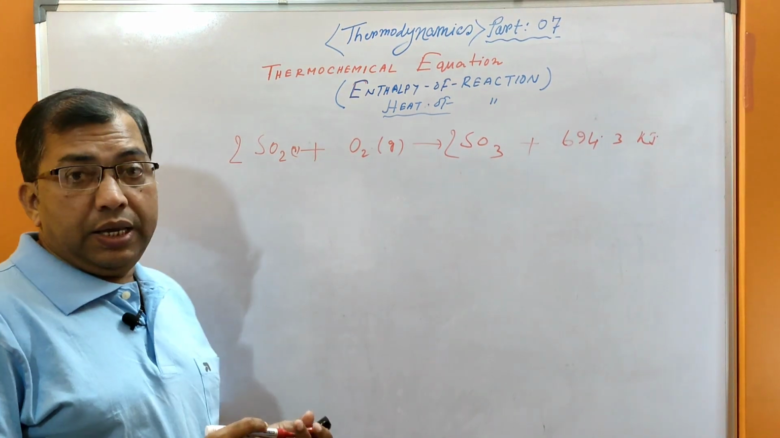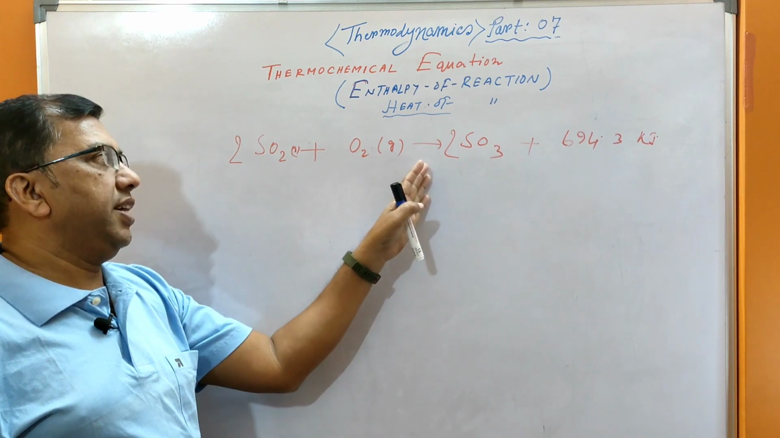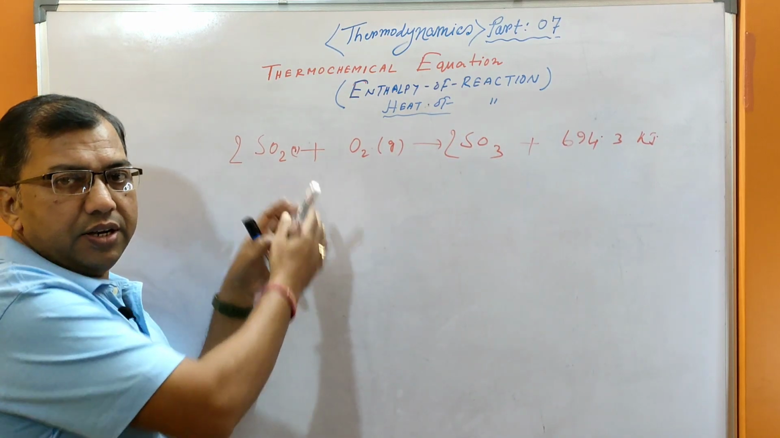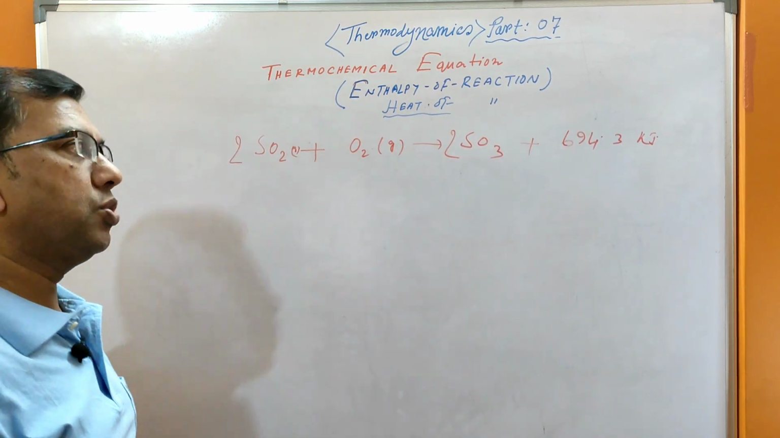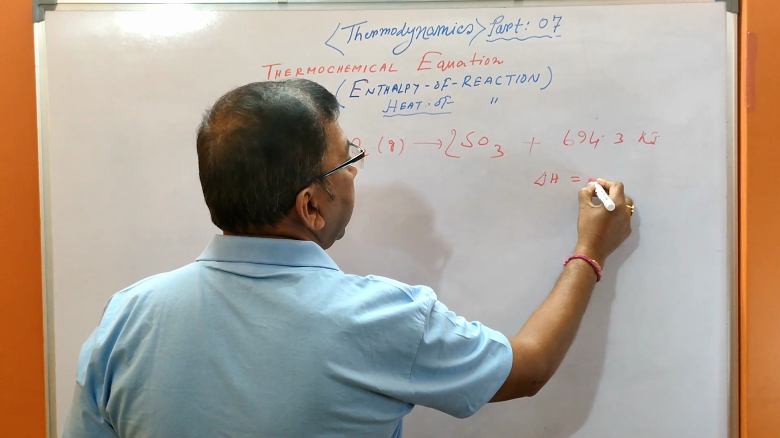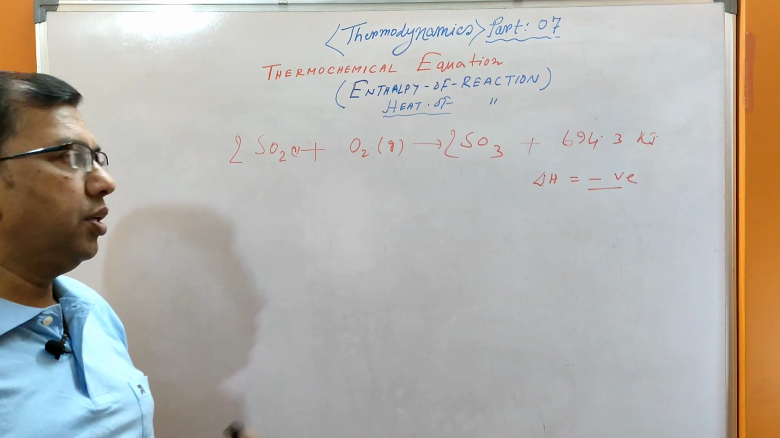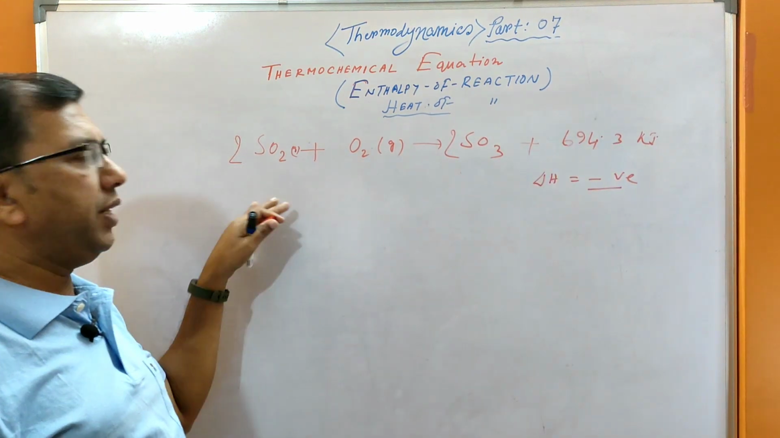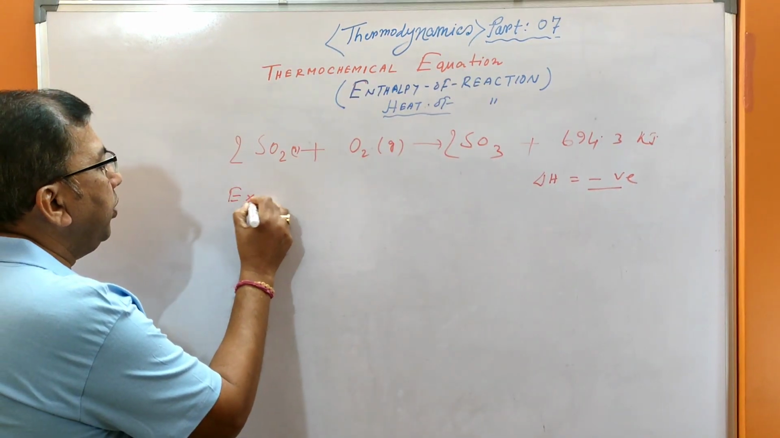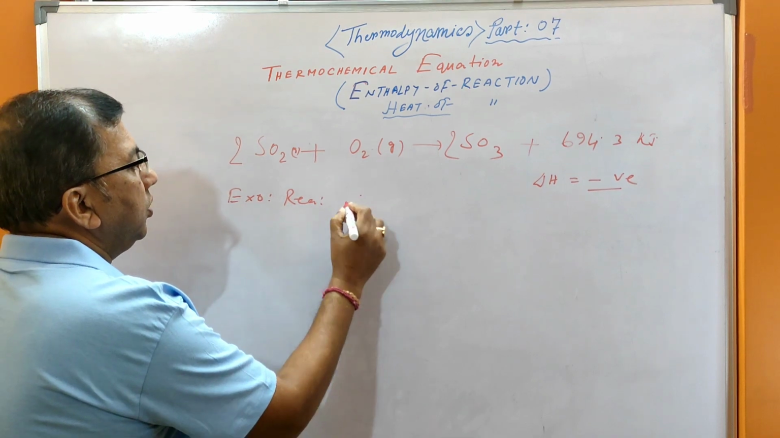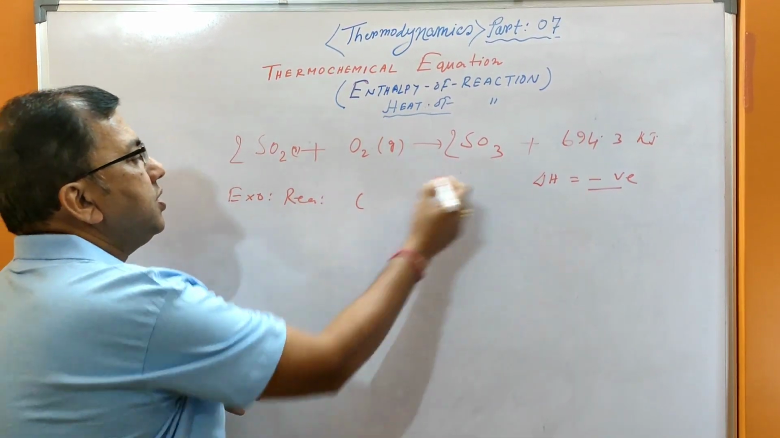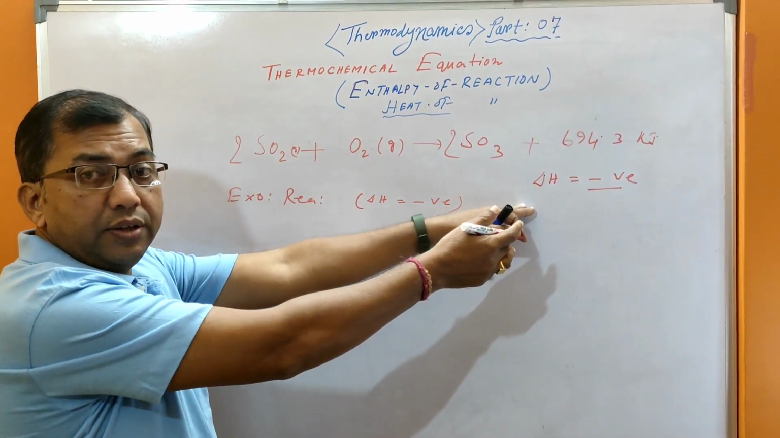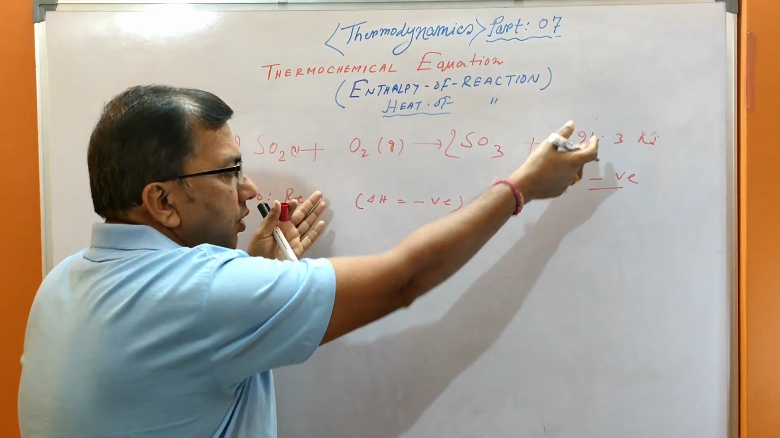So this is an example of a reaction where heat is released. That means here the heat is greater, and it is released. When heat is released, delta H will be negative. You must remember that delta H will be minus 694.3 kilojoule. So what are exothermic reactions? In the case of exothermic reactions, delta H will always be negative. They release energy, and that is negative.